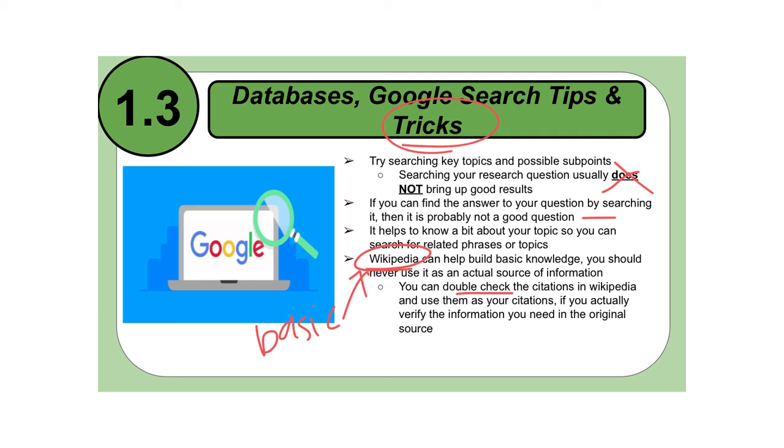You can also double check the citations at the bottom of Wikipedia, because there are some Wikipedia pages that do have legitimate links on them. If they do, click on them and they will take you to a very legitimate article that may actually become useful. So this is how Wikipedia could become a useful tool for you if you double check those citations at the bottom of the page and make sure they're legitimate articles, and many times they are.